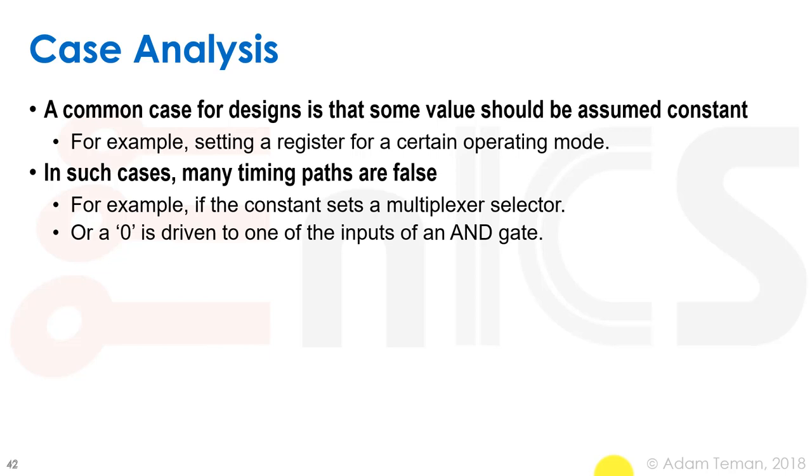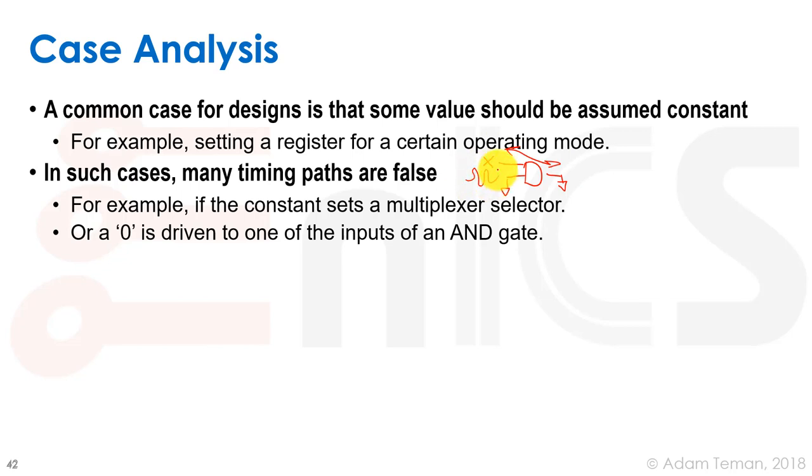For example, if we have an AND gate where one of the inputs is a 0, we know that the output is a 0 regardless of what is here, right? So we don't want to have this as any timing path because it's constantly a zero.